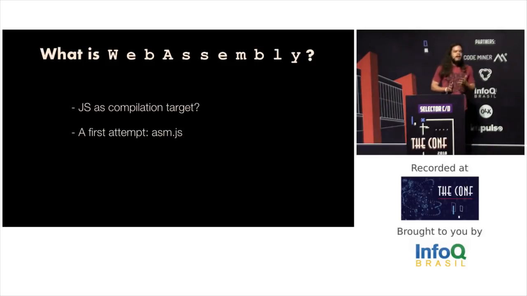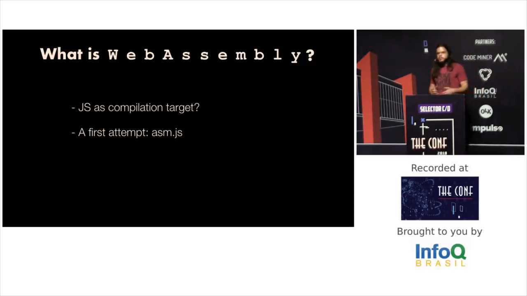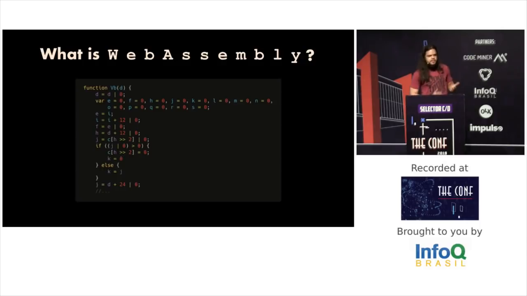So we need something better than JavaScript. And the first attempt at making something better than JavaScript to use as a compilation target was what is called AwesomeJS. AwesomeJS was a standard which was proposed by Mozilla and which was supposed to be a subset of JavaScript. So you take out of JavaScript everything that cannot be easily optimized, and you just have a little language core which has only operations which can be optimized easily and which has type annotations.